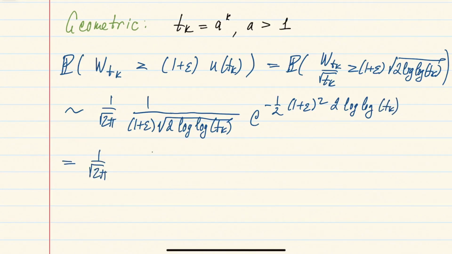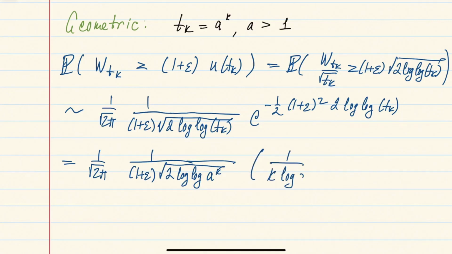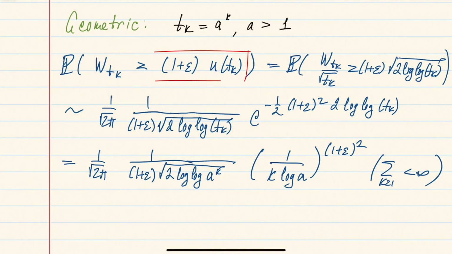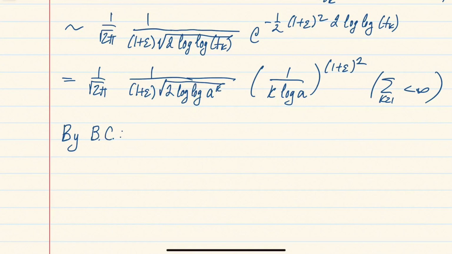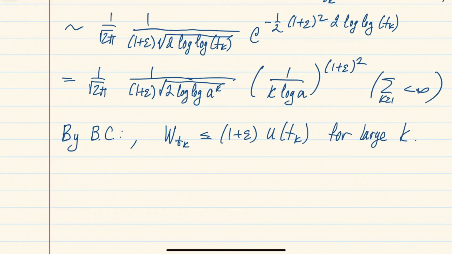Right, and then if we write this in terms of the explicit definition above, in other words, we replace t_k by a to the k, we can see that the exponential here becomes 1 over k log a to the power 1 plus epsilon squared. And again, this is a summable series, and so that explains the choice of this threshold u(t_k). And so by the Borel-Cantelli lemma, we know here that along this geometric subsequence, these events cannot happen infinitely often, so the Brownian motion has to be bounded by 1 plus epsilon times this function u of t_k for large enough k, where again large enough depends on the point omega in your probability space.